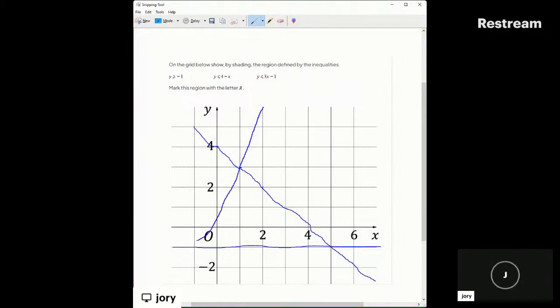Shouldn't it intercept at negative 1? I think I did something wrong. Because when x is 0, it's negative 1. And when x is 1, it's 2. Yeah, I made a mistake. And then this is the area. Yeah, that's it.